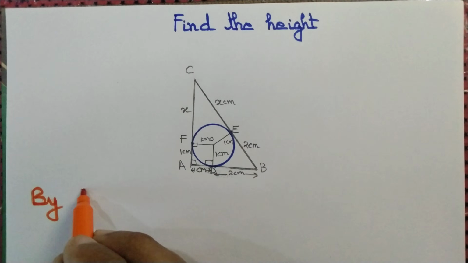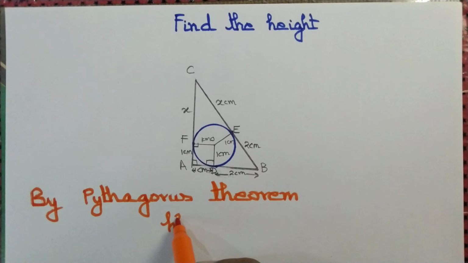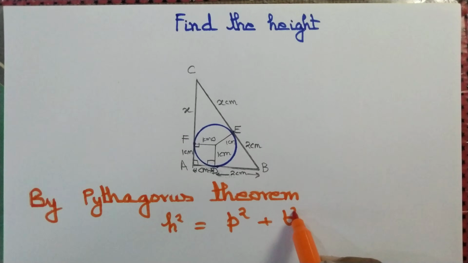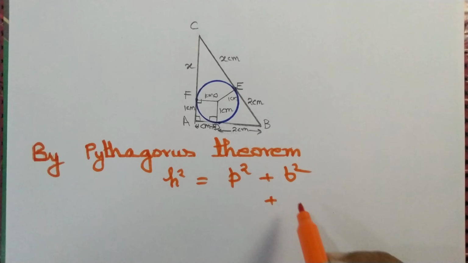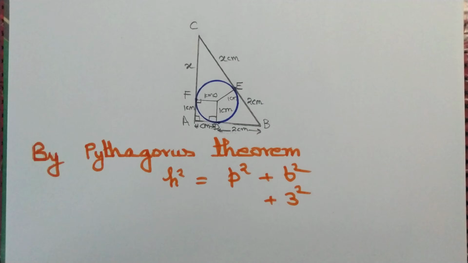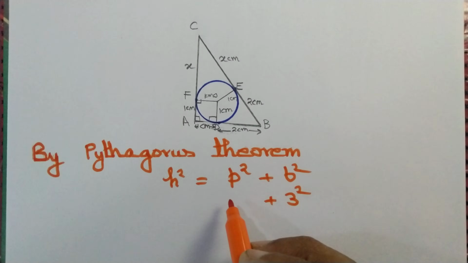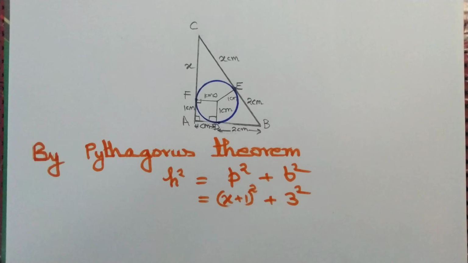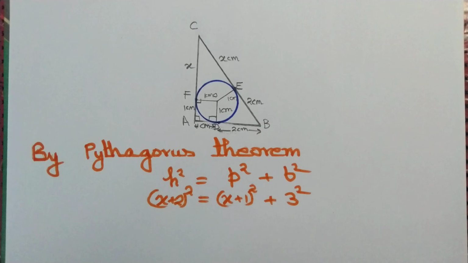By Pythagoras theorem, h square, the hypotenuse square, equals the sum of squares of perpendicular and base. In this case, we find base to measure 3 centimeters. So we can write 3 square for AB square. Instead of perpendicular, I can write (x plus 1) whole square, that's the perpendicular. Instead of hypotenuse, I can write x plus 2. Can we solve for x?